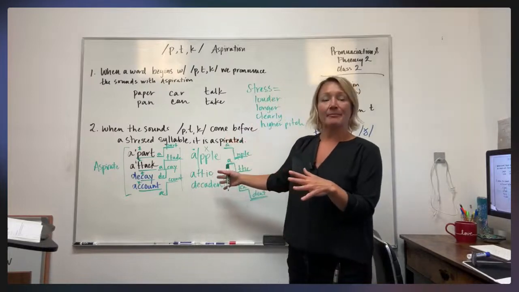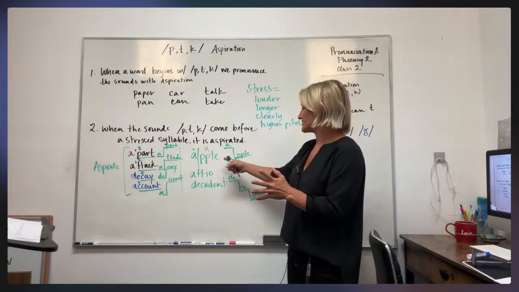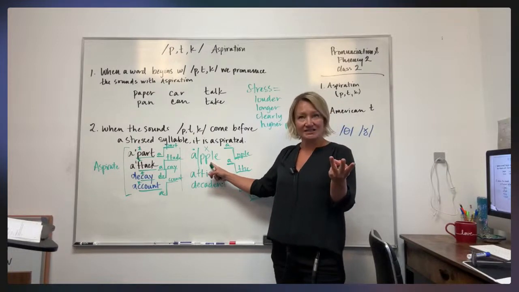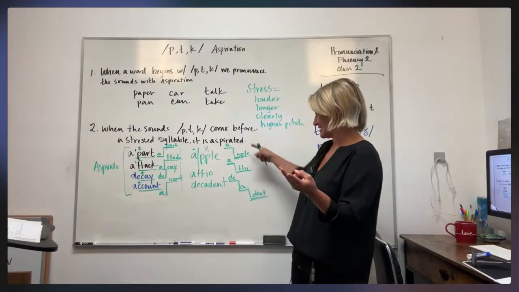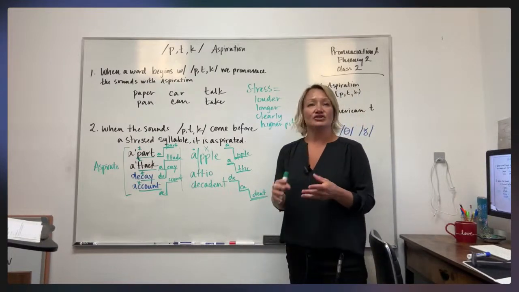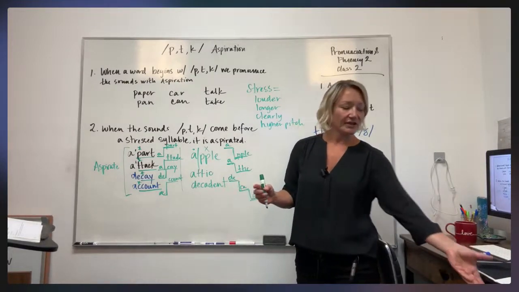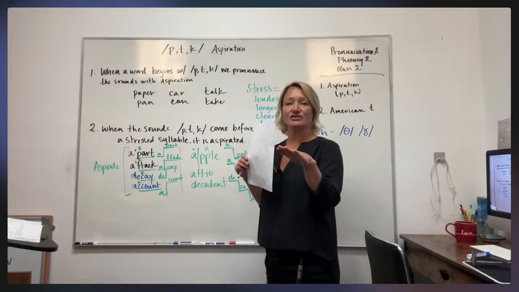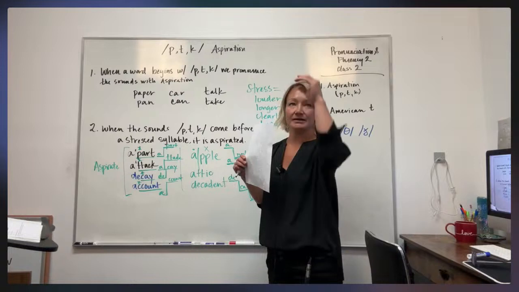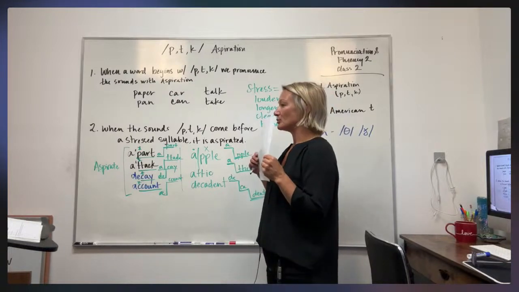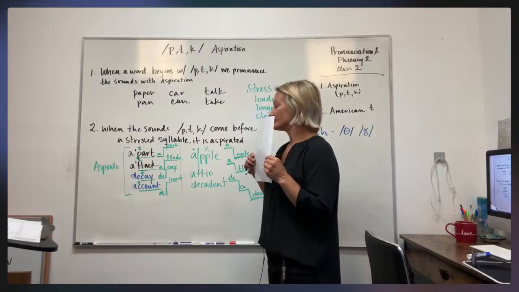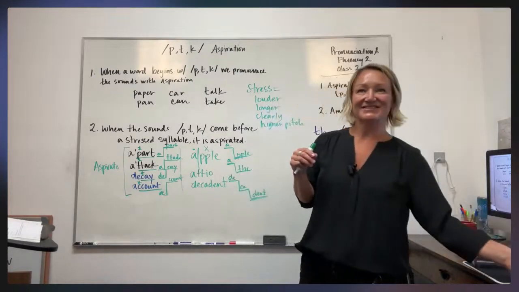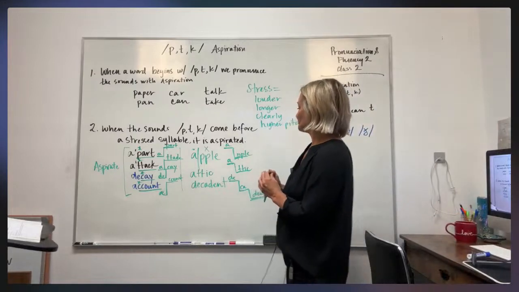Now, something happens a little differently when the syllable that has P, T, or K is not stressed, which is the case in these 3 words. You're just going to say the sound, apple, okay? Apple, apple. There's really no air coming out, so you're not aspirating, okay? Apple, attic, decadent, okay? Does that make sense, you guys? So, great.